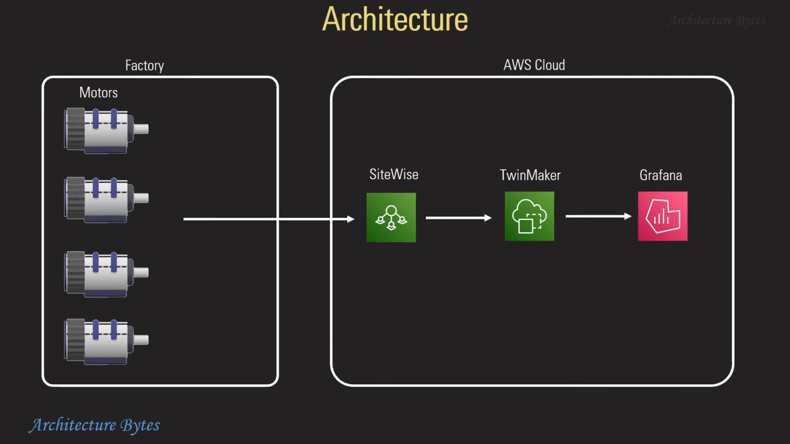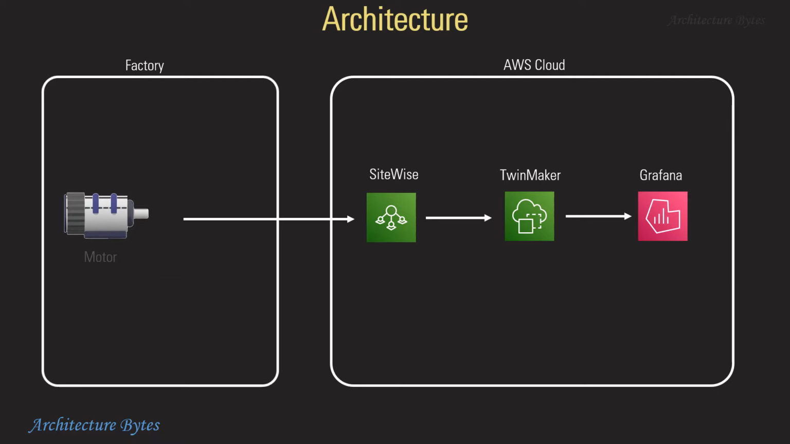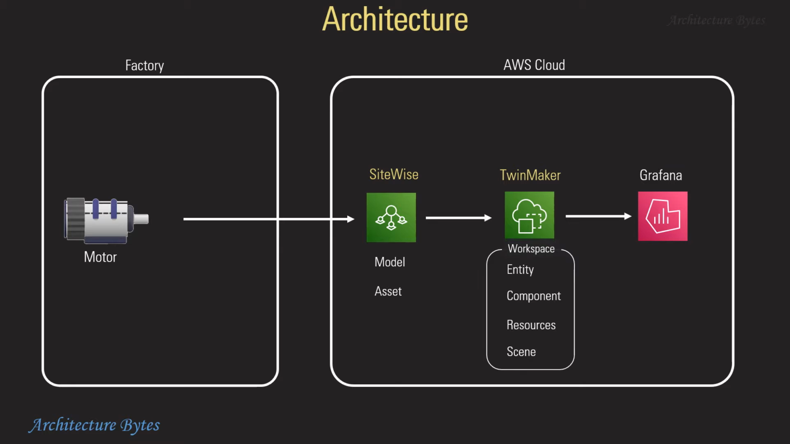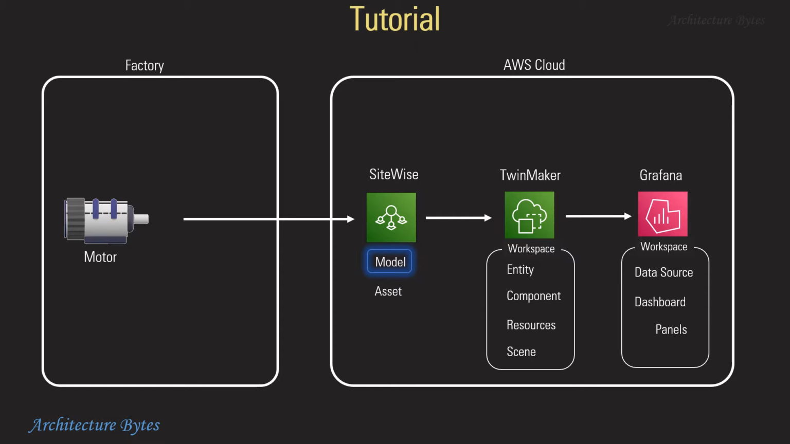And this is what our overall architecture would look like. For the purpose of our tutorial, we will use one motor. On AWS Cloud, SiteWise will receive motor data. Digital twin is created in TwinMaker and visualized via Grafana. Let's begin by creating a motor model in SiteWise.